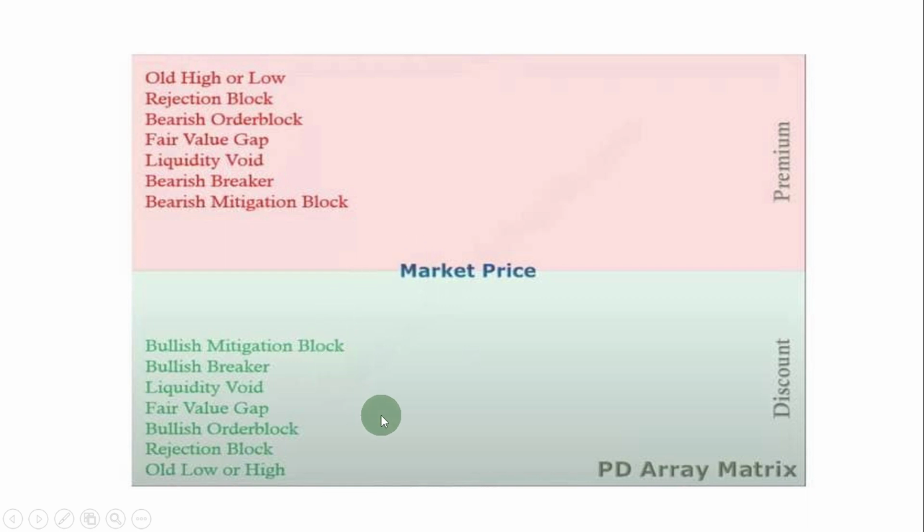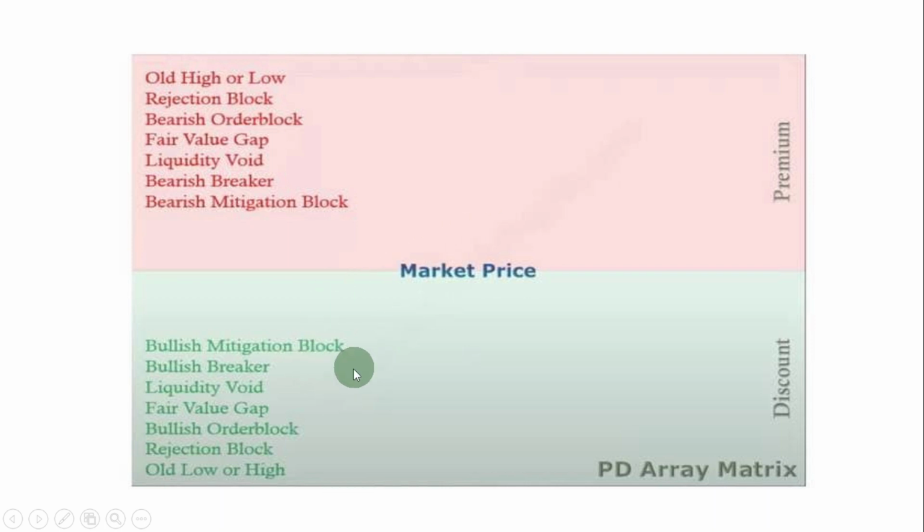The same thing if we are bullish and price pulls back to discount, the levels that we may want to be part of the move to buy higher will be these levels that you see here: bullish mitigation blocks, bullish breaker, liquidity voids, fair value gaps, bullish order blocks, rejection blocks, and then the old low. Price can completely go below the old low that has formed and then reverse and continue higher.